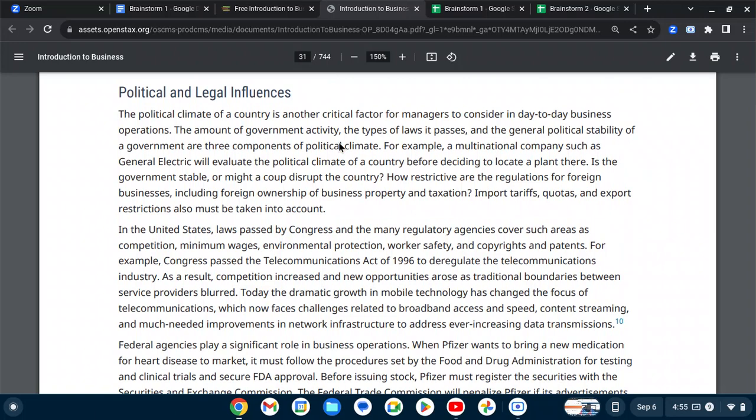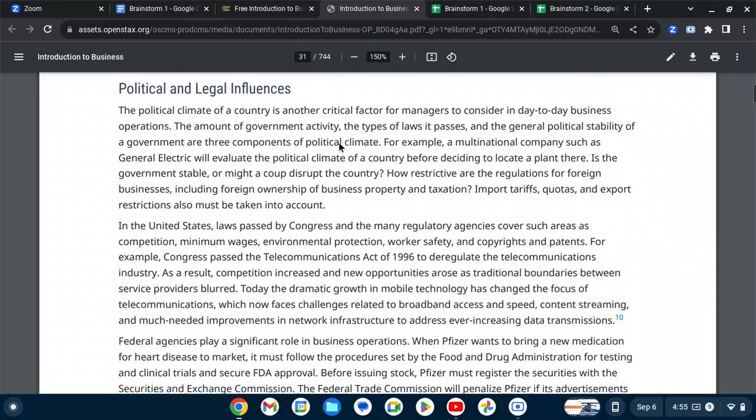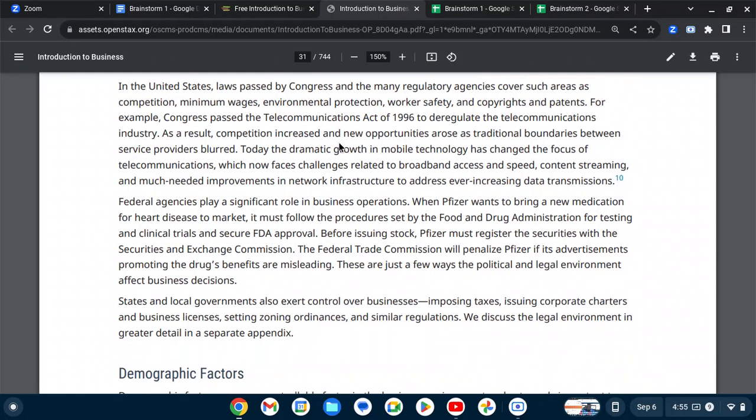How restrictive are the regulations for foreign businesses, including foreign ownership of business, property, and taxation? Import tariffs, quotas, and export restrictions also must be taken into account. In the United States, laws passed by Congress and the many regulatory agencies cover such areas as competition, minimum wages, environmental protection, worker safety, and copyrights and patents. For example, Congress passed the Telecommunications Act of 1996 to deregulate the telecommunications industry. As a result, competition increased and new opportunities arose as traditional boundaries between service providers blurred.